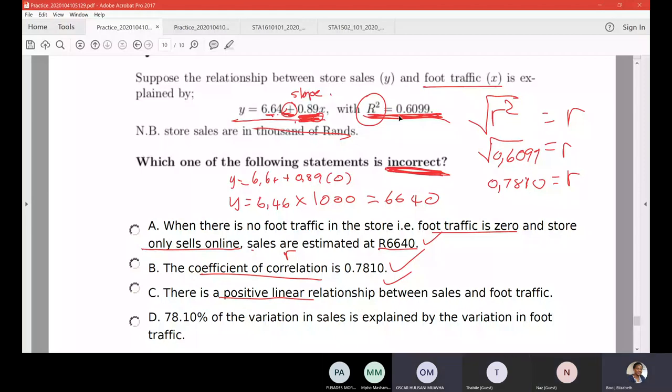So if I look at question D, it says 78%, which does not say 60%. They're using the value of our coefficient of correlation, which would tell us this is a positive relationship, because it's between 0.6 and 1, we call it a strong relationship. Then it should have said there is a strong positive relationship between the sales and the foot traffic, and that is explaining the coefficient of determination, which is 0.61. So this should say 60.99% of the total variation in the sales is explained by the variation in the foot traffic in the store.